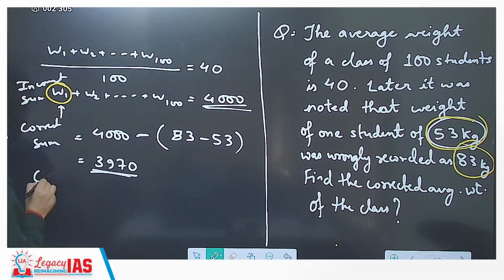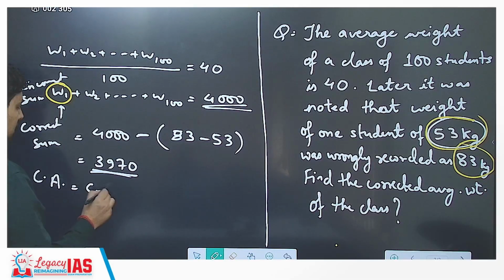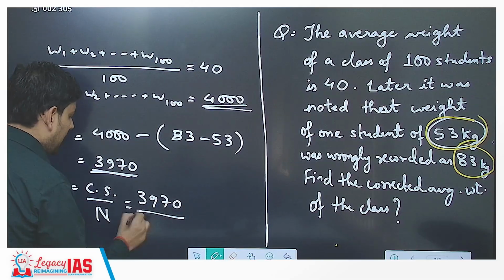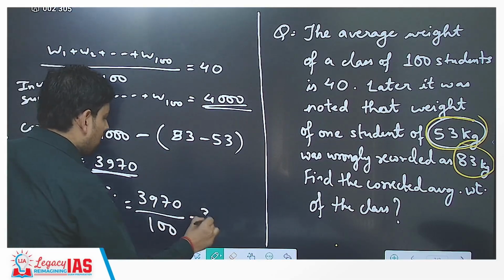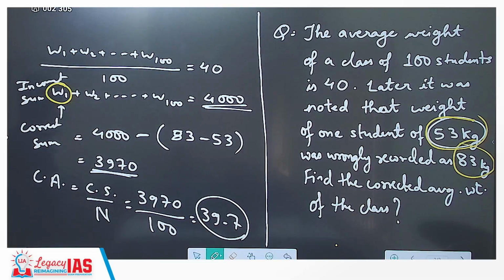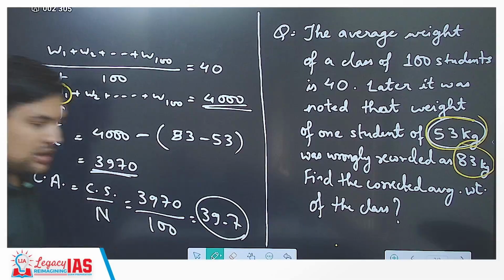Now if I have to find the average, this is the corrected sum. Now corrected average will be what? Corrected sum over number. So this becomes 3970 by number, that is 100. So what you got? 39.7. Correct? So this is a normal way of doing this.